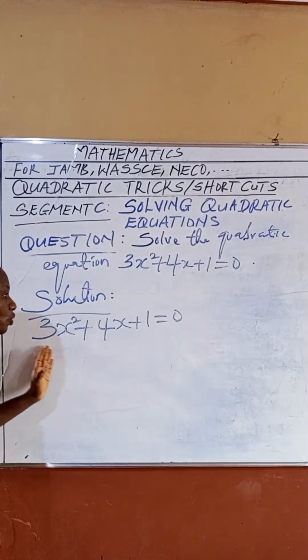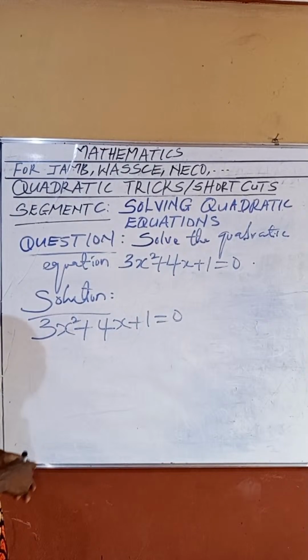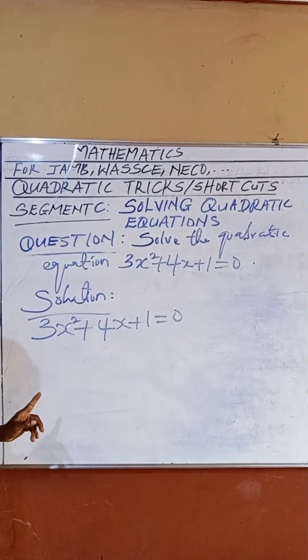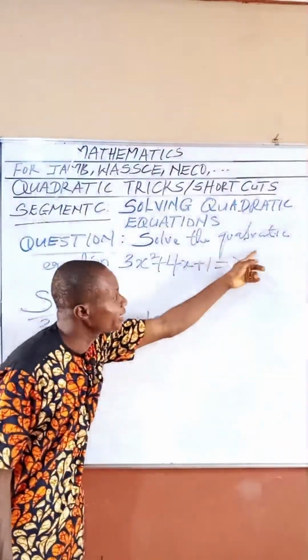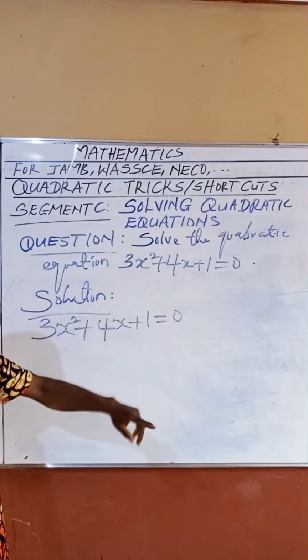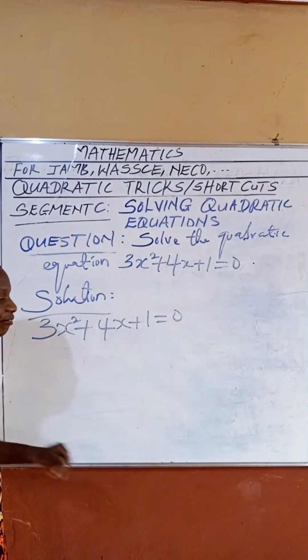Remember, quadratic equations usually have 2 answers, right? That's what it means. So when we are solving, we are actually going for 2 answers. But the question did not say we should factorize. Help us check if we can solve by factorization.